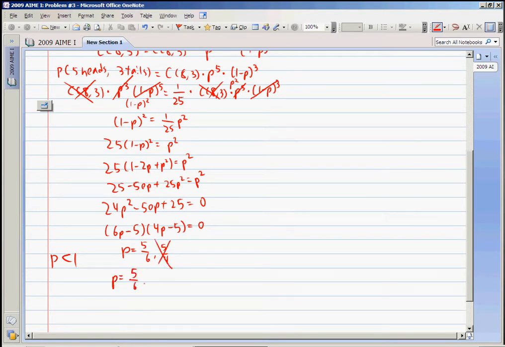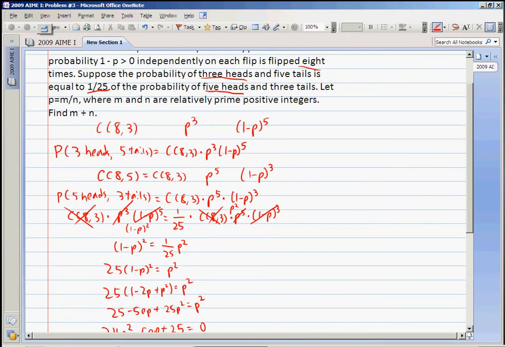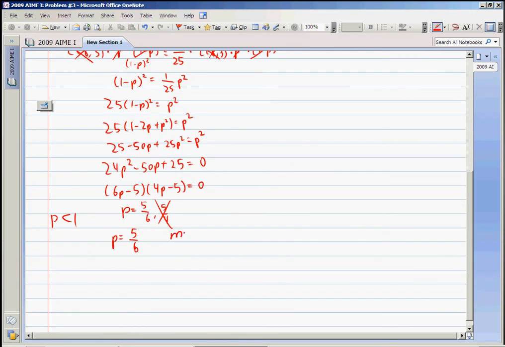Now the original problem says let p equal m over n, where m and n are relatively prime. So in this case, 5 and 6 are relatively prime because their greatest common divisor is 1. So we must find m plus n. In this case, m is equal to 5 and n is equal to 6. So our answer is m plus n, which is equal to 5 plus 6, which equals 11.